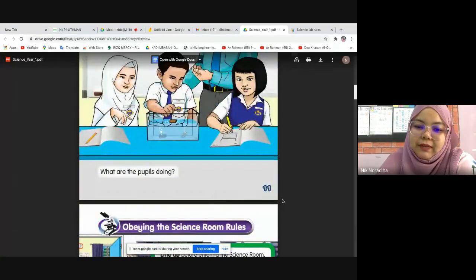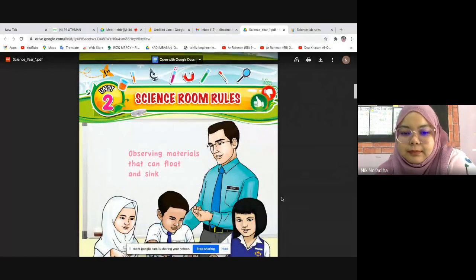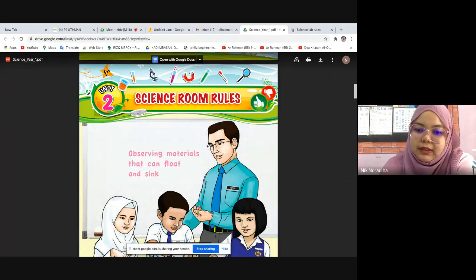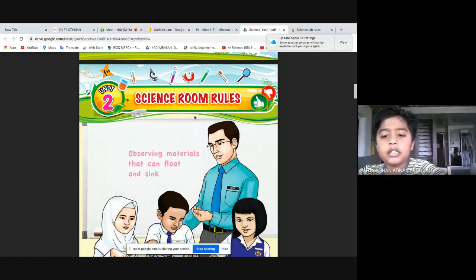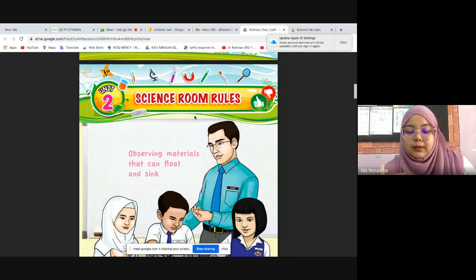All right, teacher wants you to open page 11 first. Okay, open page 11 first. Done. So, today we are going to learn about the science room rules. What are the rules that you have to follow when you are in the science room? In our school, we call science room a science lab. Science laboratory, science lab. But science lab and science room are basically the same thing.